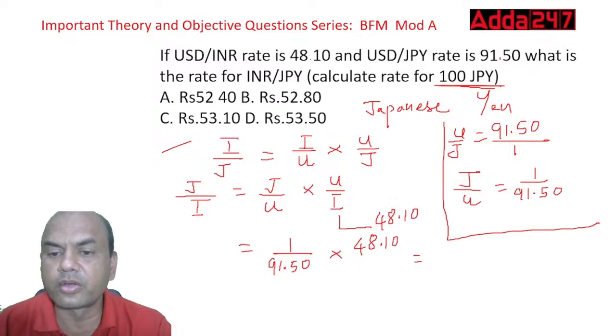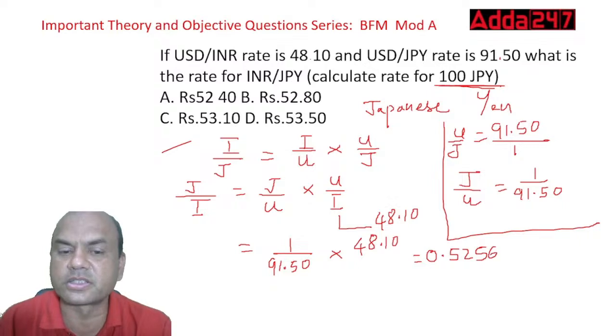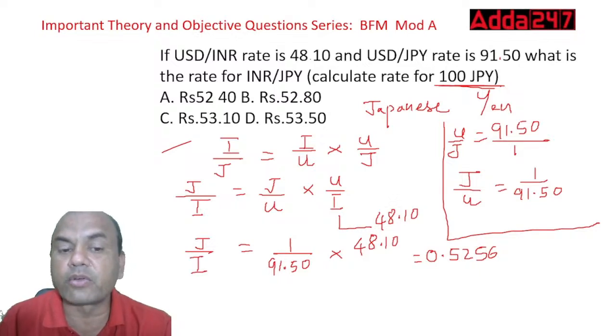48.10 divided by 91.5. So it is 0.5256. Now this is for JPY to INR. But they want it for 100 JPY. So multiply this by 100. So it will be 52.56. Where's the answer? Check this.